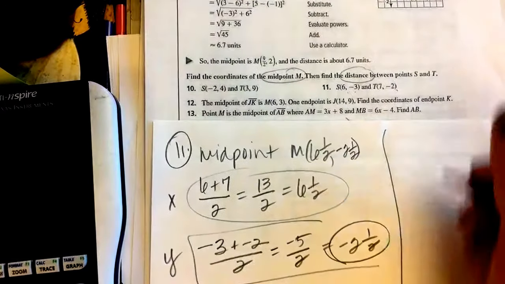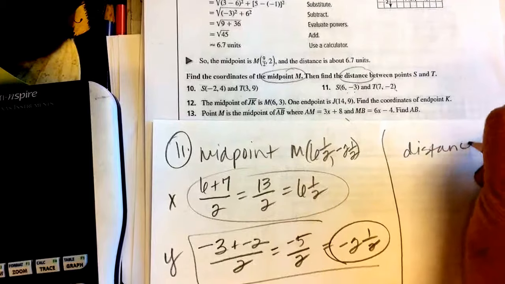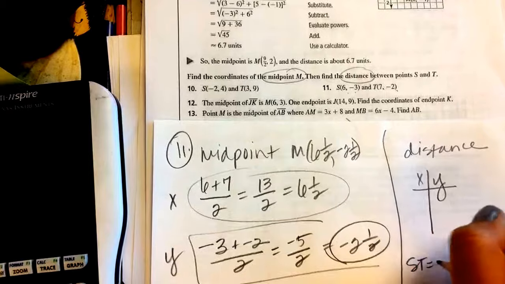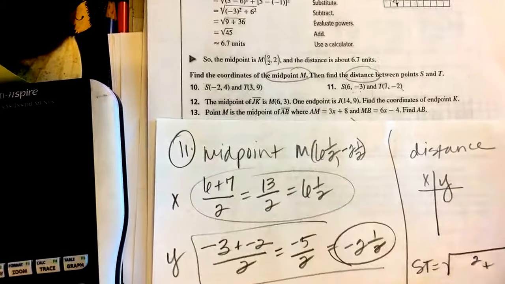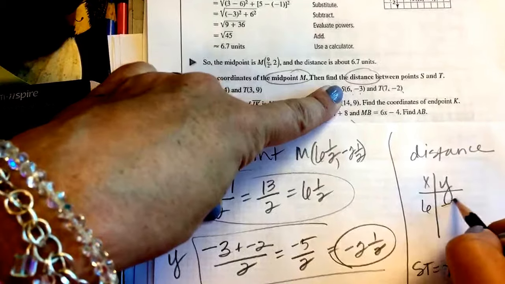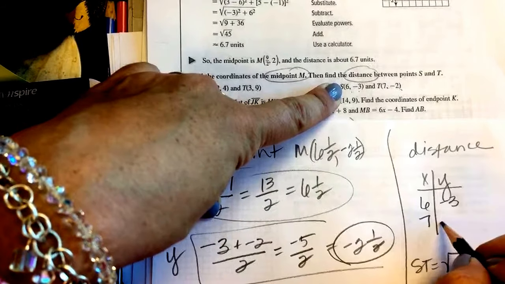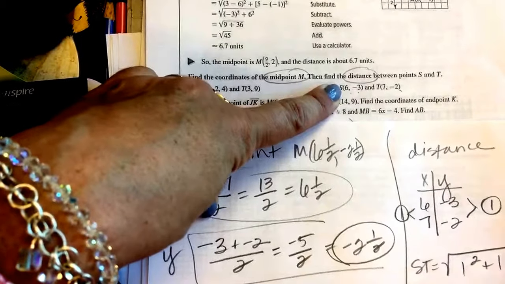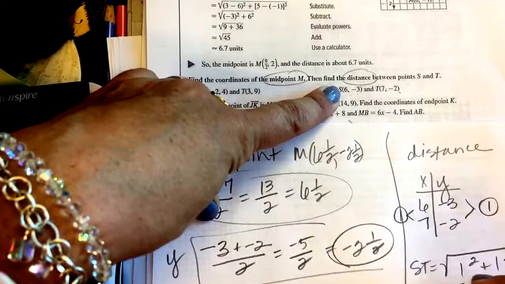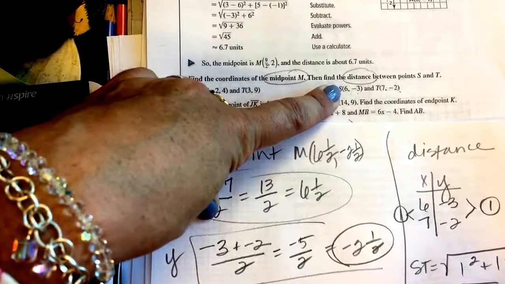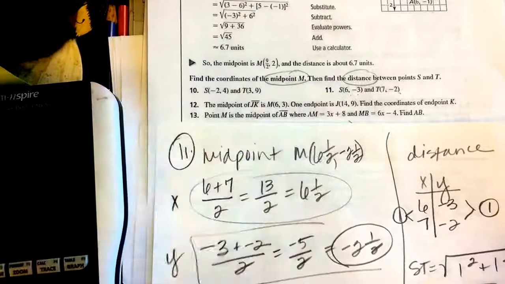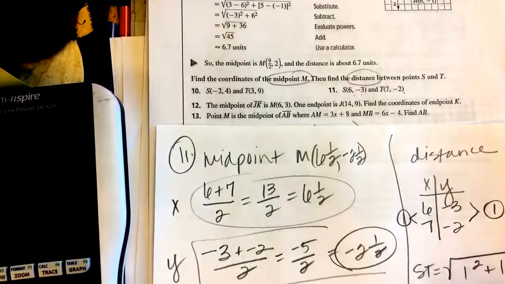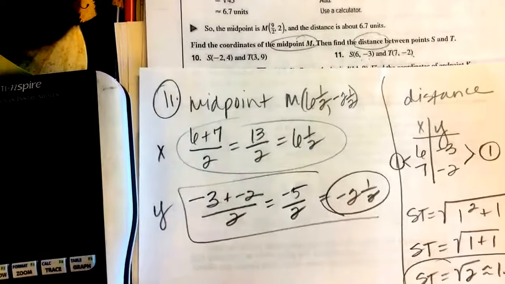And then for distance on this one, XY distance, I'm looking for S to T. I'm going to bring my differences down here. S is 6, negative 3 next to each other in my little T chart. 7, negative 2. How far apart over here is 1? 1 squared plus 1 squared. S to T is the square root of 1 plus 1, or the square root of 2, which is about 1.14 if I remember right. No, 1.41. So there's distance on S to T.